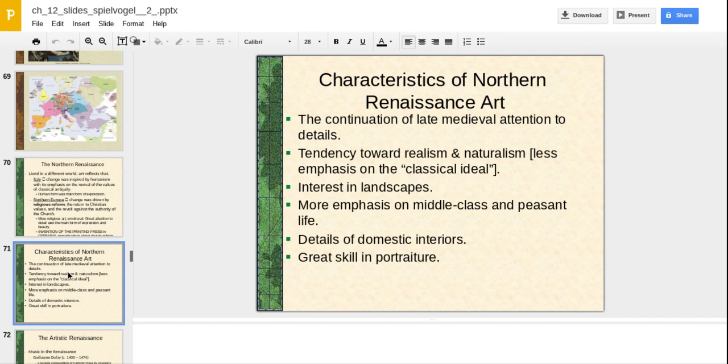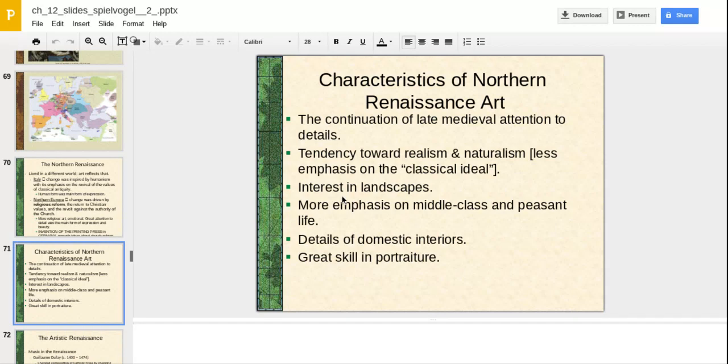The tendency is towards realism and naturalism and less emphasis on the classical idea. I kind of equate it to this. The Greeks, their art was idealized. It was about grace and beauty. The Romans' art was about functionality. So their art was more realistic. So the Northern Renaissance art was more like the Roman art, and the Italian art was more like the Greek art.